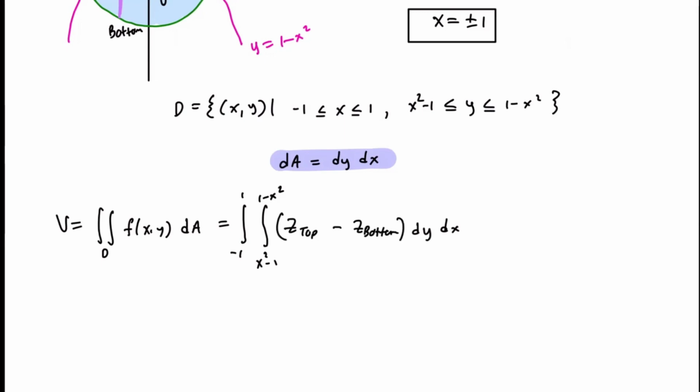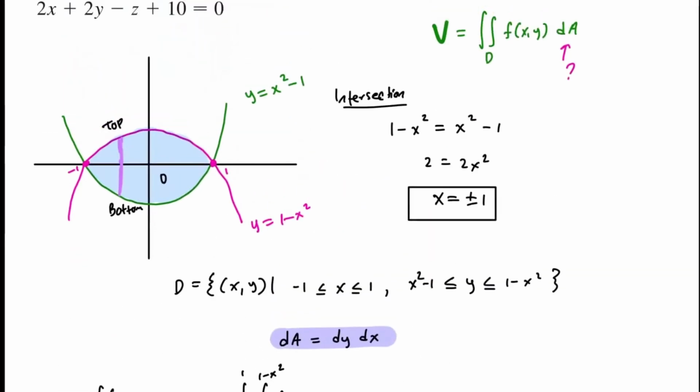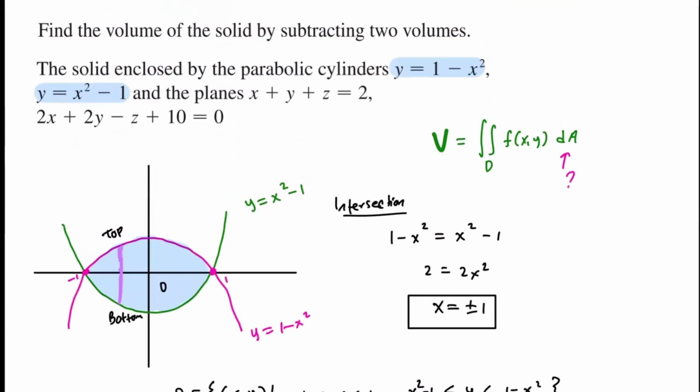Now we need to figure out which surface is on top, solve that for z, and then which surface is on the bottom, solve for z. Going back to my problem again. So here are the surfaces. We have this one and this one. Both of these are planes. You want to solve them for z.